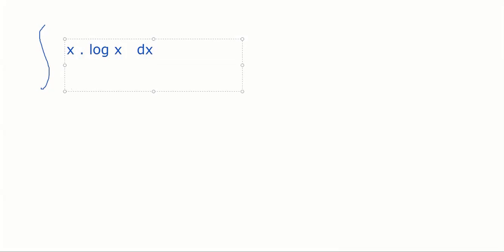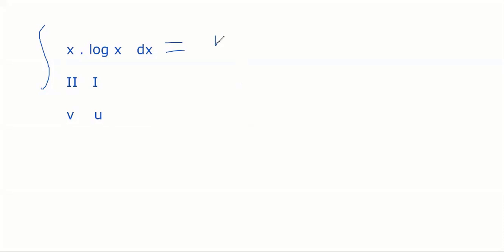First function is log x. Second function is x. Correct, everybody? Yes. This is your v. This is your u. You are right. So let's start integrating this. So what do we say always? u into integration of v. So u as it is into integration of v.